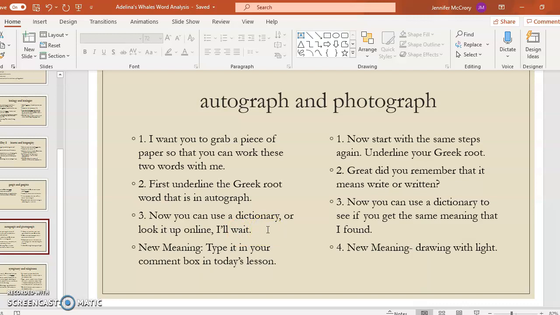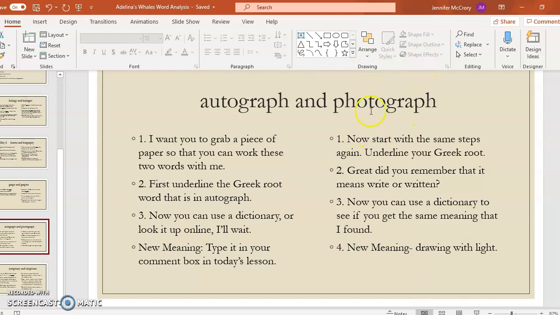Okay, well, I know it may take you a little bit longer. So I want you, now that you know that graph means write or written, and you've underlined it, to type in your new meaning for the word autograph. So tell me what you find. Type it in your comment box in today's lesson. All right, good job. I knew you had that. I'm proud of you. I want to see what you know.